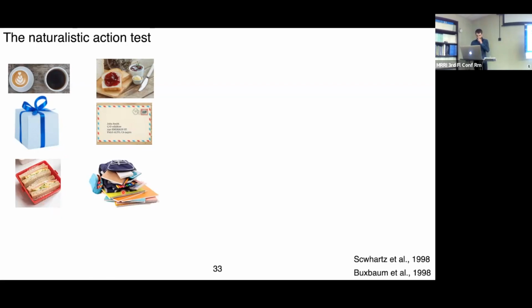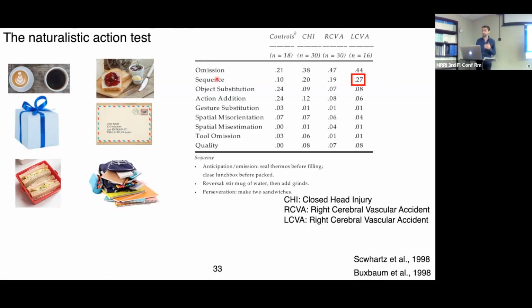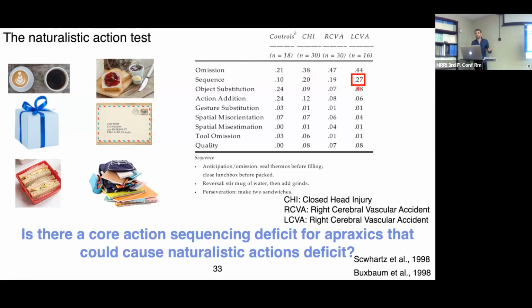So different tasks, and in the study, different types of errors were quantified. Here you can see a control group, a closed head injury group, which I think is more commonly called traumatic brain injury, and also right stroke patients and left stroke patients. It's interesting to notice that in terms of proportion of errors, LCVA patients tend to make more of what is considered sequence errors. And that raises a question that we try to answer in this study that I'm planning to do.